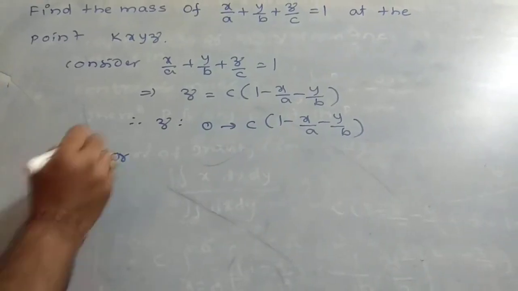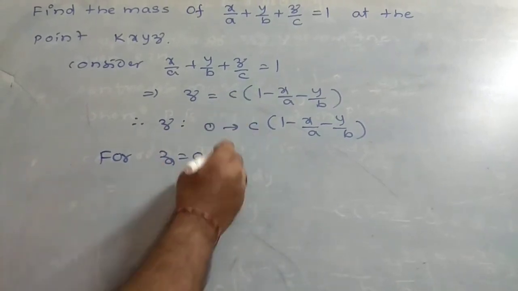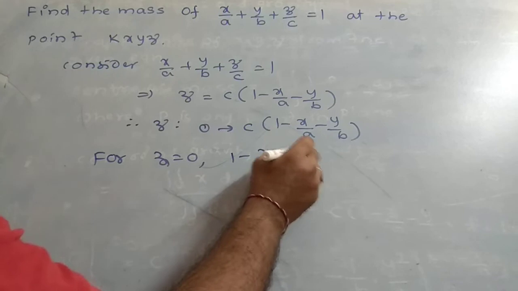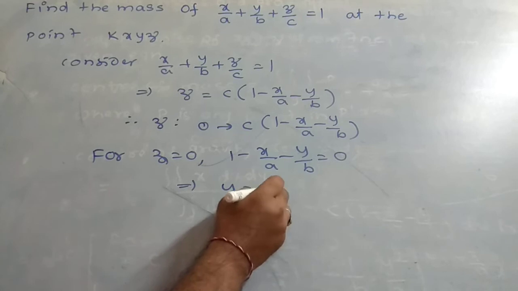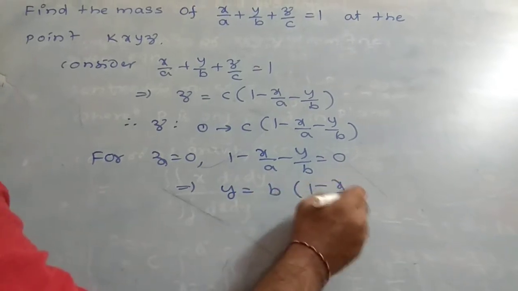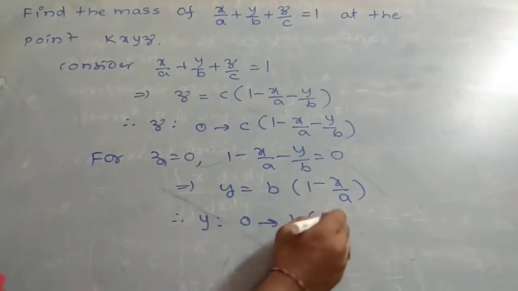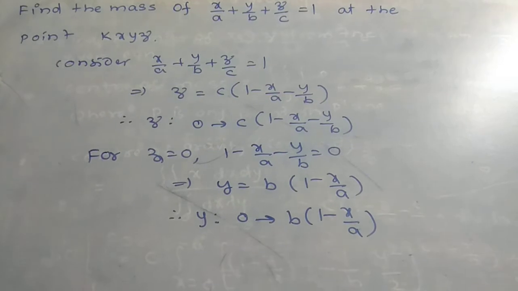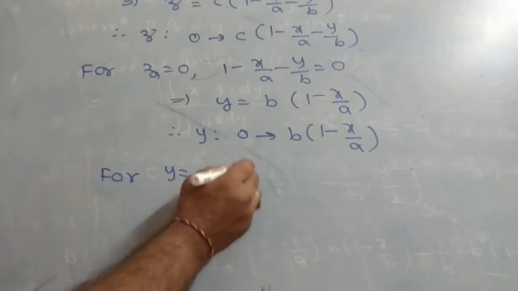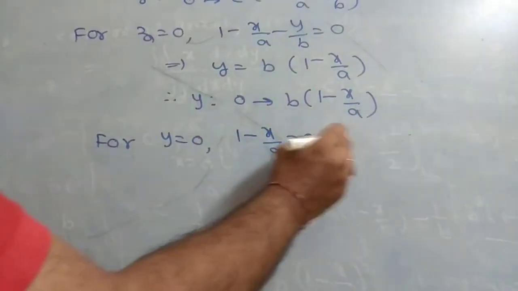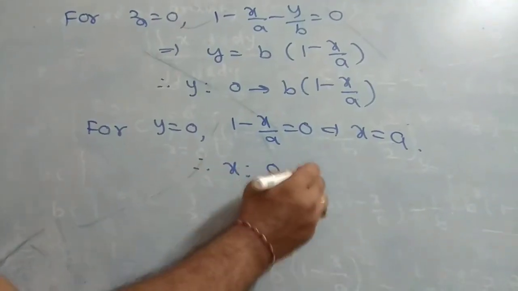Similarly, in order to get the y limits, you substitute z equal to 0. Then you get 1 minus x by a minus y by b equal to 0. From this, y equals b into 1 minus x by a. So the y limits are 0 to b into 1 minus x by a. Similarly, to get the x limits, you suppose y is equal to 0, so that 1 minus x by a equals 0. From this, x equals a. So the x limits are 0 to a.